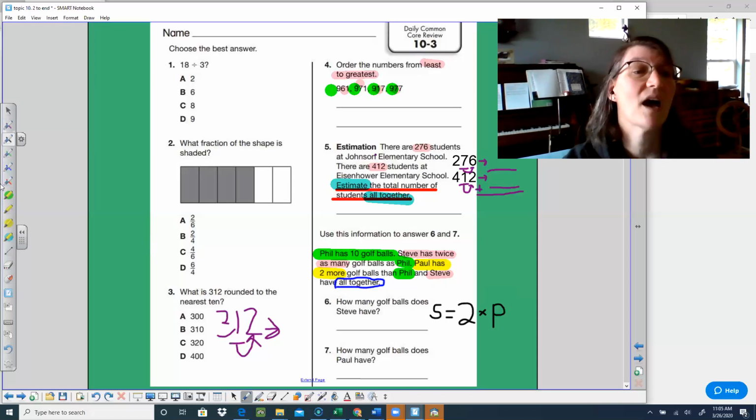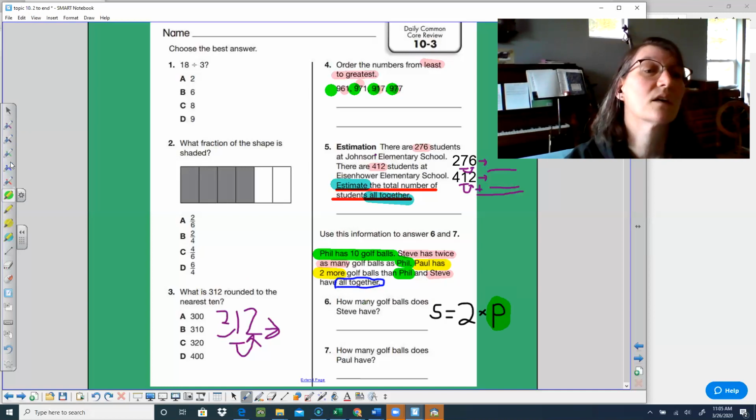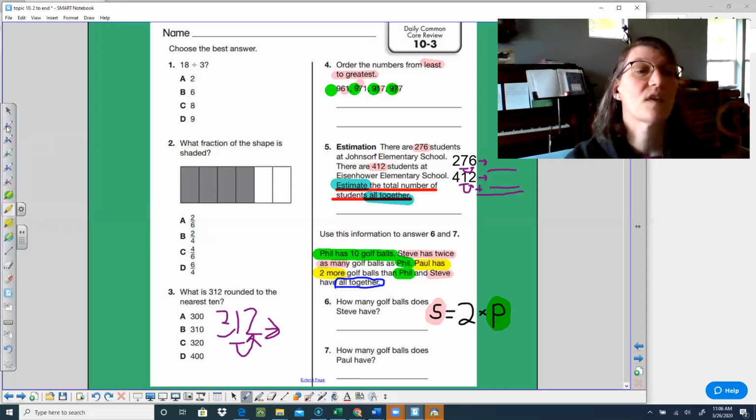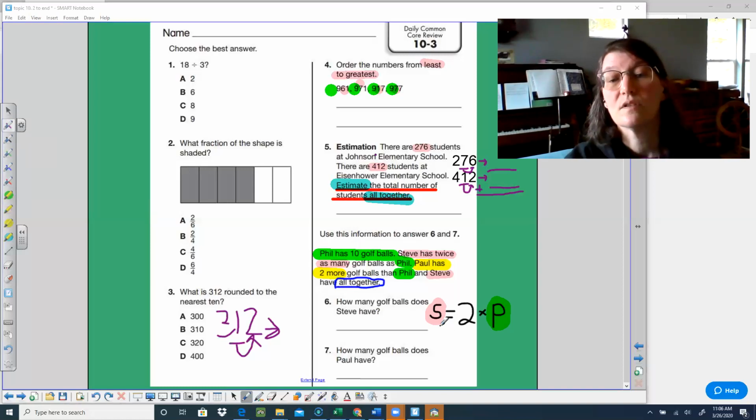Now I need to think back to the problem. Phil, we made him green. Oh, it doesn't really show up on my background. That's a bummer. And Steve was pink. So let's make Steve pink again. Okay, so Steve is twice as much as Phil. So please look back in the problem and take note of how many Phil has. Phil has how many? Hopefully you were thinking 10. So Steve equals 2 times 10.